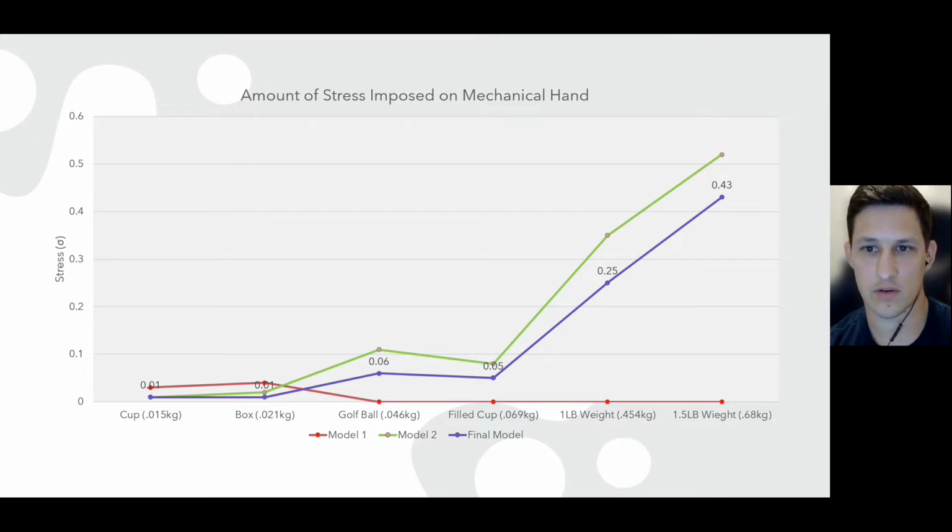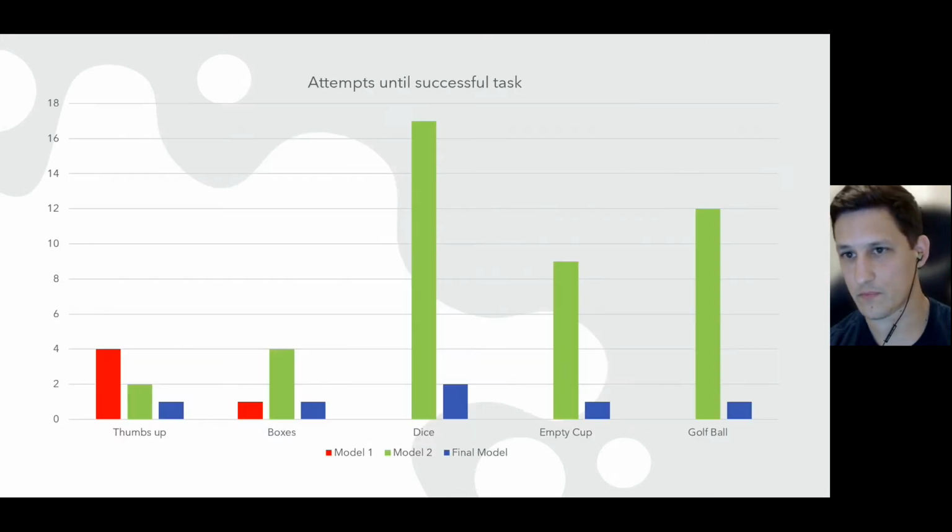Our second model did a lot better, and it was able to successfully complete each task with those objects, but the stress was bigger because the applied area was smaller and the cardboard was not as resistant. And you'll see that the green line is model 2 and the blue line was our final model, which was much bigger, much sturdier, so it had a lot less stress on it.